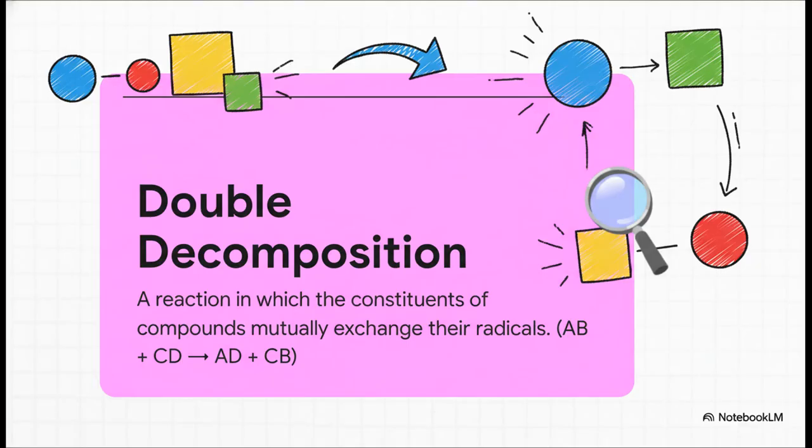So here, we start with two compounds, AB and CD. And instead of one element kicking another one out, they just swap partners. A pairs up with D, and C pairs up with B. And just like that, you have two entirely new compounds. It's a clean, mutual exchange where everyone gets a new partner.